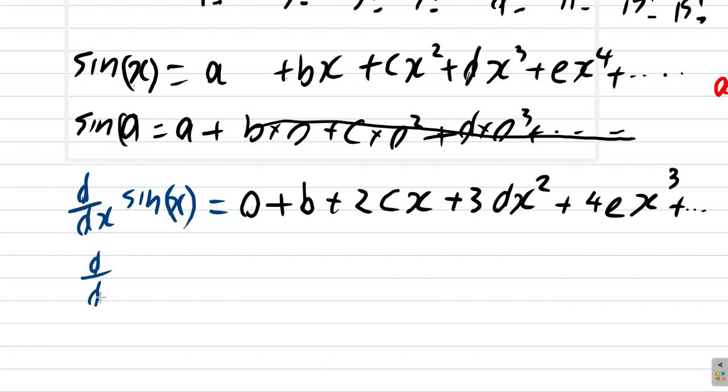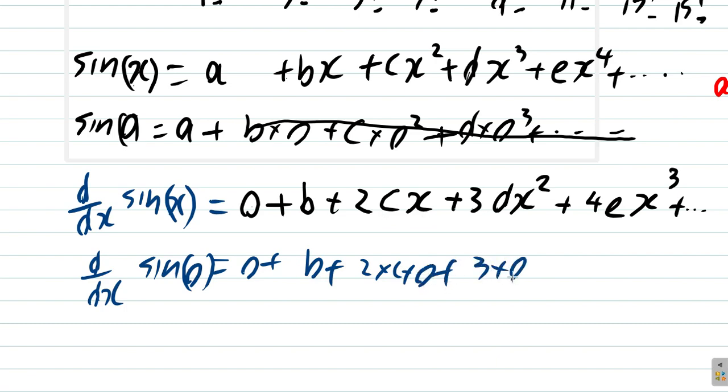So, d by dx of the sine of 0 is going to be 0 plus b plus 2 times c times 0 plus 3 times d times 0 squared plus 4e times 0 cubed, and so on. Whatever is multiplied by 0 goes to 0.